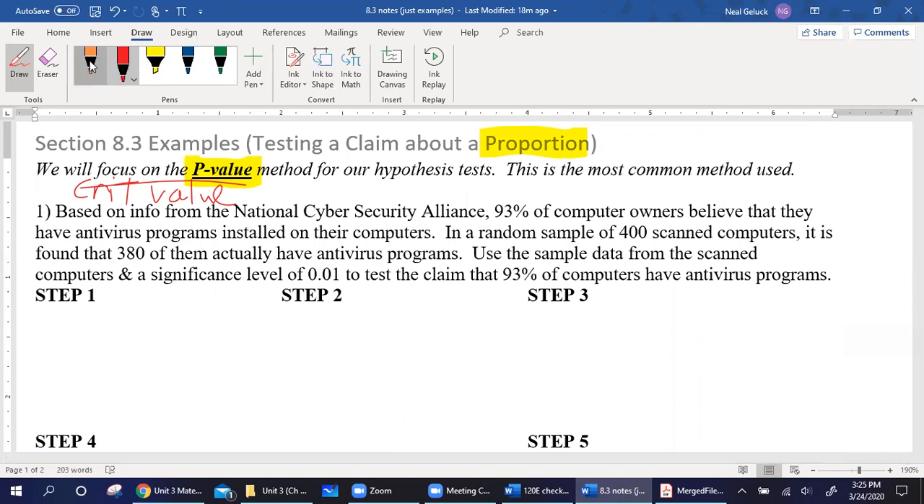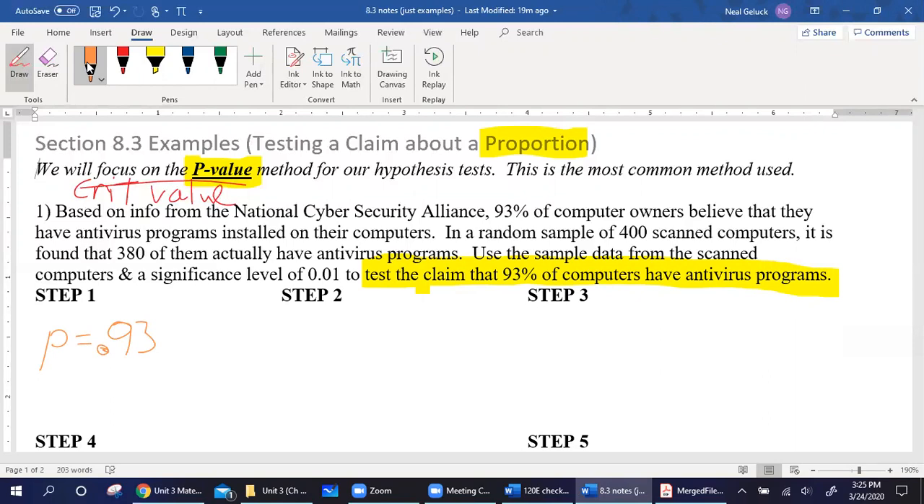Okay, so on number one, remember in our 8-step process, the first step is to identify the specific claim and put it into symbolic form. So the specific claim, if we look at the very end here: test the claim that 93% of computers have antivirus programs. I'm going to turn that percentage into a decimal. And remember, this is lowercase p. So p equals 0.93. It doesn't say more than 93%, less than, it just says 93%.